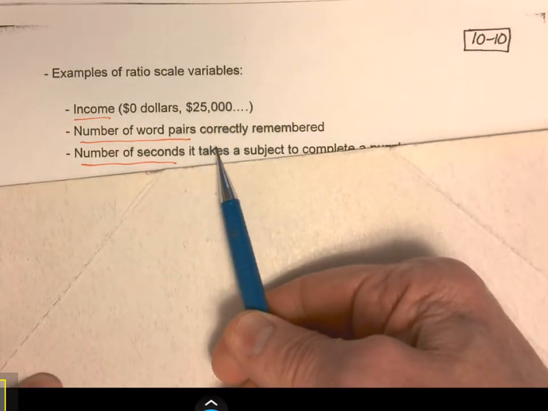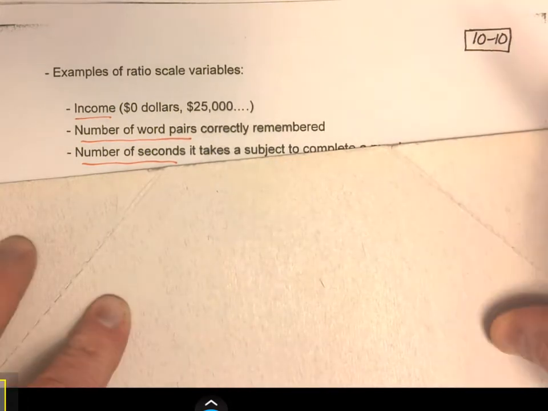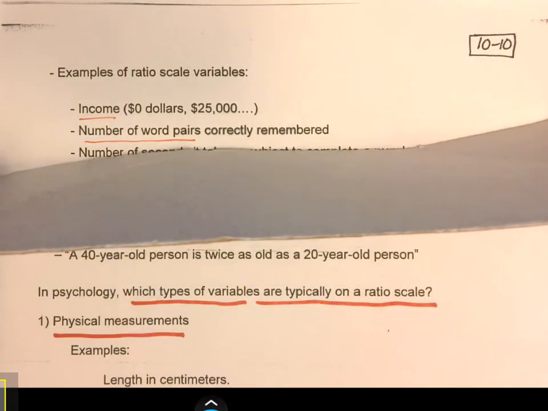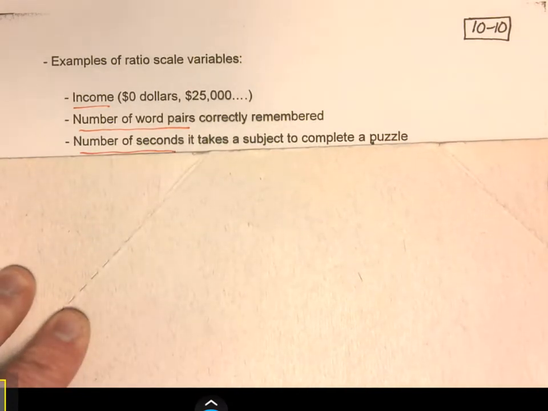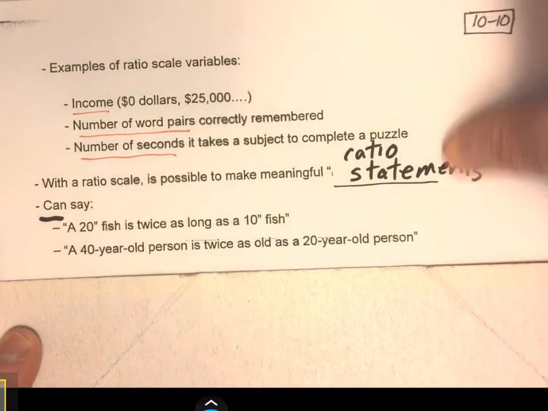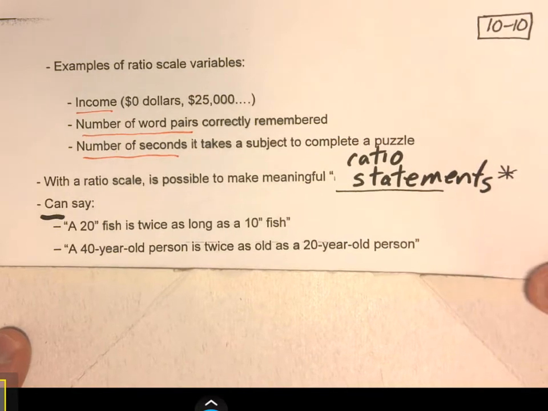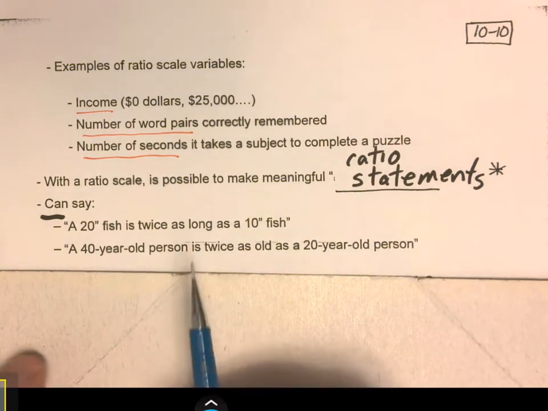Number of word pairs correctly remembered. If you give somebody 20 word pairs to memorize and they recall none of them, then that's a true 0 point. They didn't remember any word pairs at all. What's the big deal? Well, maybe to you and me it's not a big deal, but it is a big deal to statisticians, because if something's measured on a ratio scale, then it is okay to make ratio statements. That's why they call it a ratio scale. With a ratio scale, it's possible to make meaningful ratio statements.